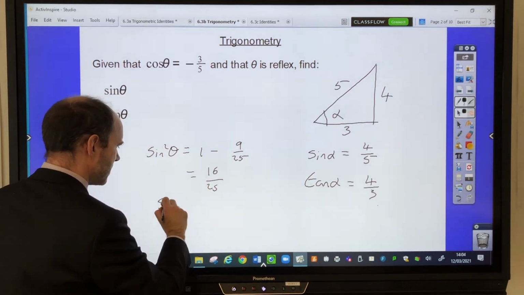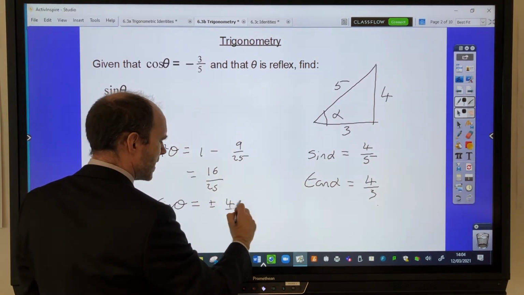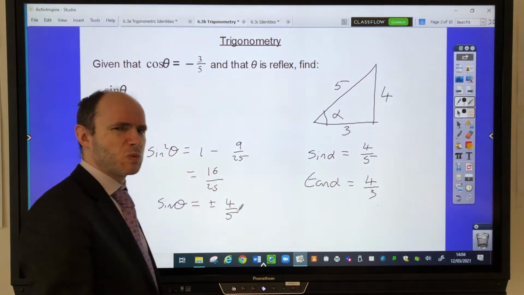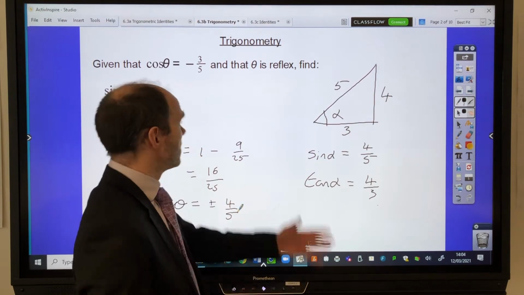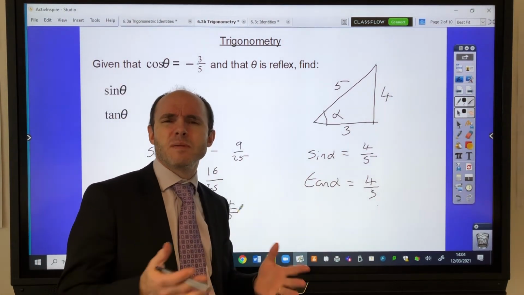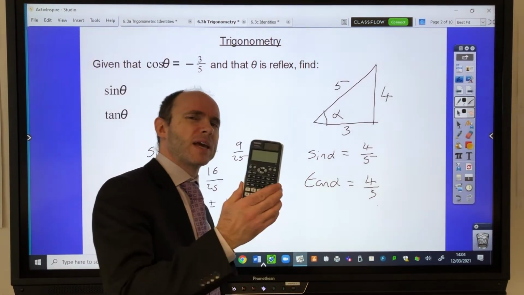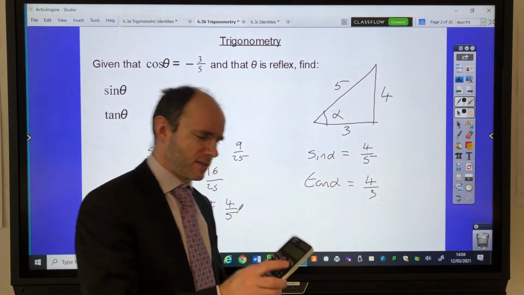So sine theta, and similar problem again, we're going to get positive or negative 4/5. We're not sure which way it is, okay? Basically, the whole idea of theta being reflex makes it a little bit harder, a little bit more challenging. The thing to do is this. Pick up your calculator. That's the thing to do, all right?